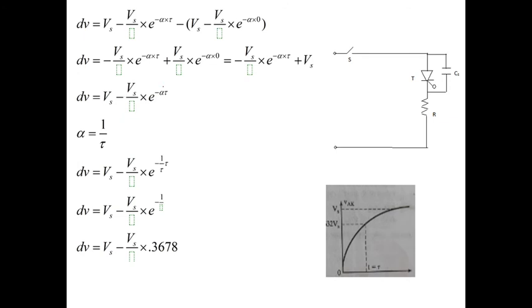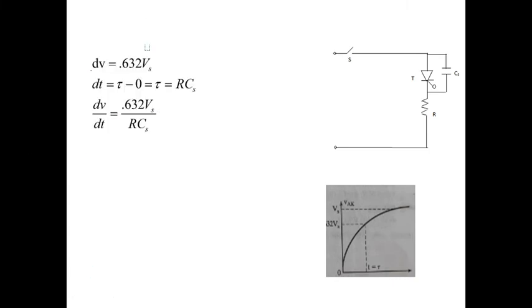So this is remaining, and this is dV: Vs minus Vs e^(-alpha tau). What is the alpha value? Alpha is 1/tau. So the tau cancels, and dV is Vs into (1 minus e^-1). What is e^-1? 0.3678. So what is dV then? dV is 0.632 Vs. This dV is 0.632 of Vs. What is dt? dt is tau minus 0, which is tau.